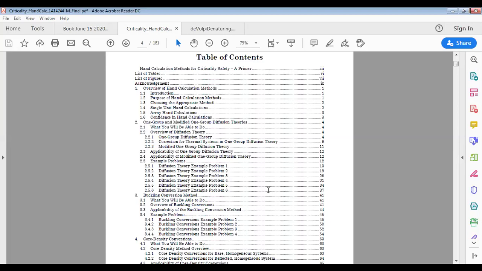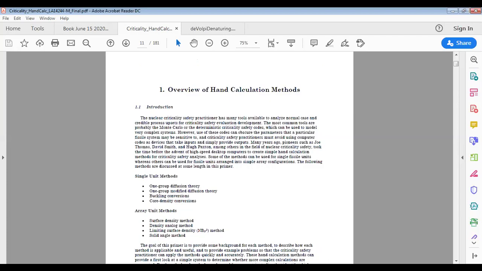Okay, so let me take you to page 4 of this. So this is page 4. Now let me take you to page 11 of this report and an overview. Exactly the things I've been talking to you about: one group diffusion theory and one group modified diffusion.